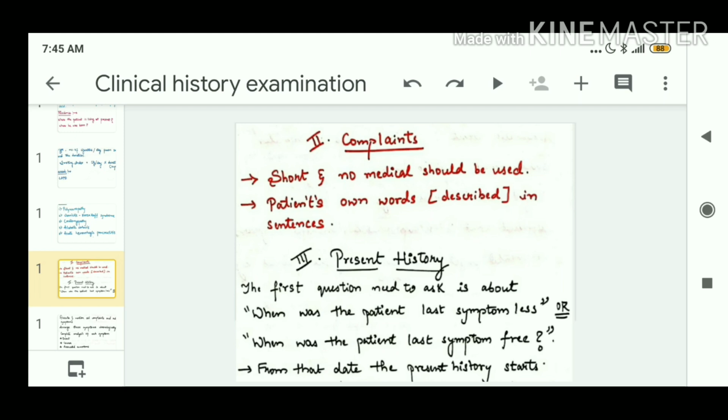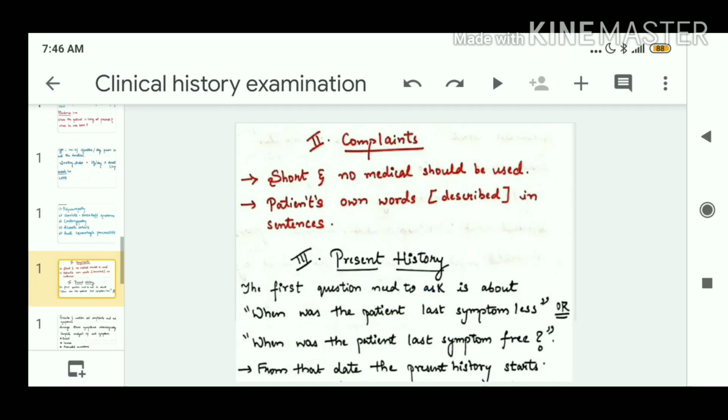Next we come to the complaints. After personal history, we should take the chief complaint. Always remember, my dear friends, that the chief complaint should always be described shortly and no medical terms should be used. No medical terms. What are the medical terms?